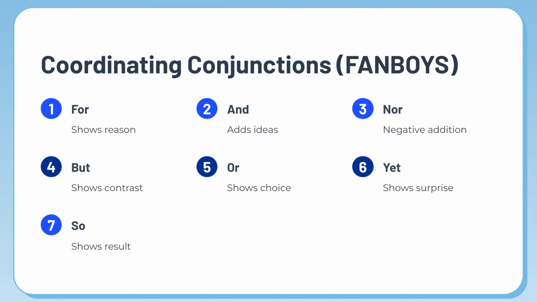Let's try a few examples together. I studied hard, so I passed my exam. The day was hot, yet we still played football. When you use FANBOYS, make sure what you're joining are equal parts, noun to noun, phrase to phrase, or clause to clause. That's how your writing stays balanced and clear.